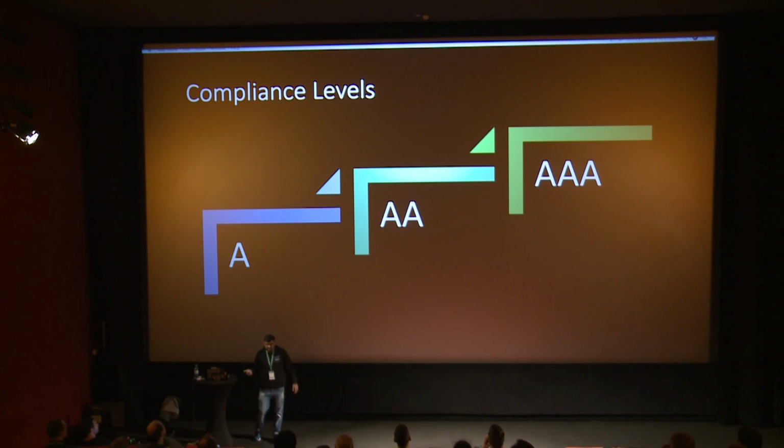Every success criterion of these principles falls into one of these categories: A, AA, and AAA. A compliance is for critical needs, meaning you need to achieve A compliance at any cost. AA compliance comes after A, meaning you need to achieve it for some people. While AAA compliance, if you achieve it, will be better for everyone. Our focus in this presentation is to achieve up to AA, because AAA is very difficult to achieve.